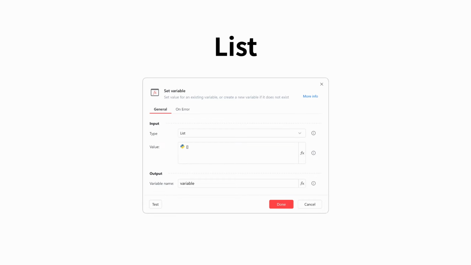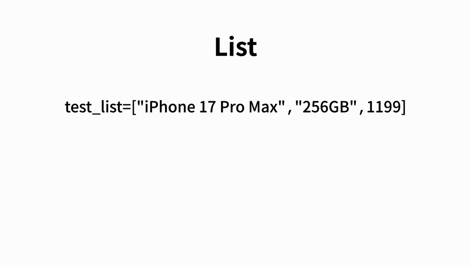List is like a train, where each carriage holds one piece of data, and these carriages are ordered. For example, test list. Counting from left to right, the first carriage is at position 0, the second at 1, and so on. We call this position the index. So, test list at index 2 gives 1199.